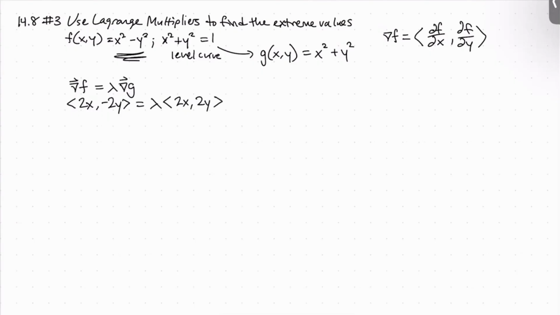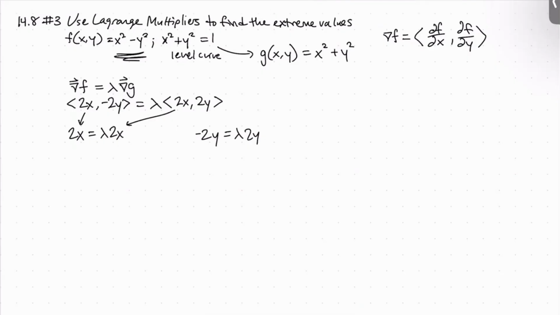It's a little easier to work with them as separate equations, so I'm going to bring out the x terms like this, and then the y terms I'm going to put over here. So it's negative 2y equals lambda 2y.